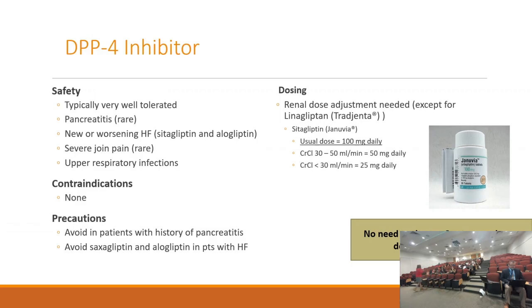works. One DPP-4 does not need any renal adjustments, and that's Tradjenta, or linagliptin. It's 5 milligrams for everyone. So I feel like these are the types of questions they'll sometimes ask on the NAPLEX exam on these renal adjustments.